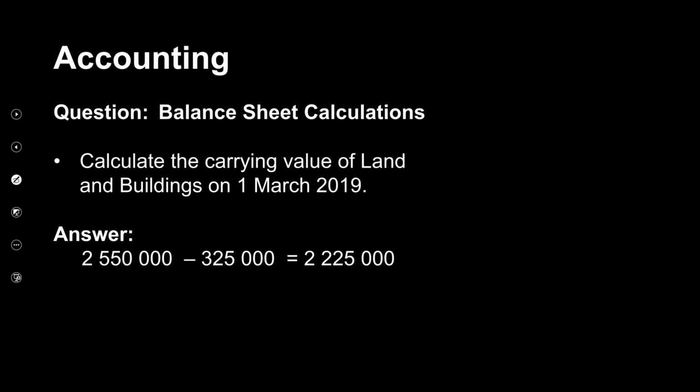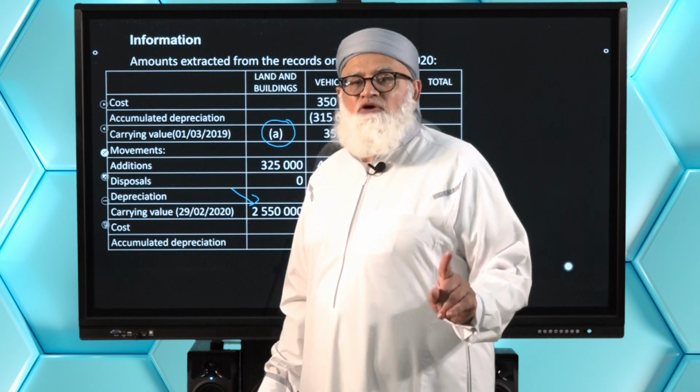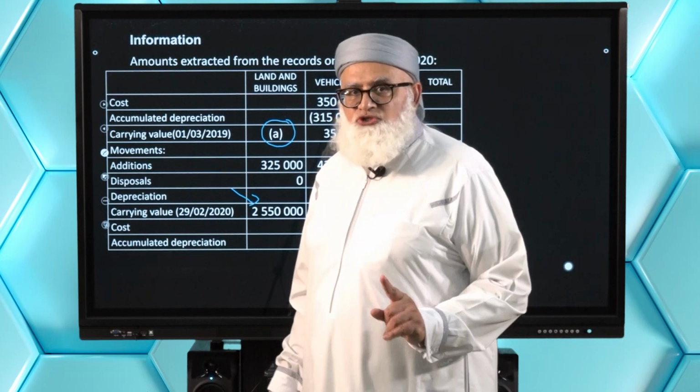That's the one we're working with. Remember, we're calculating the value of our land and buildings here. That's the A, that's the missing figure. We start off by saying, fine, my closing balance is 2,550,000. That's my balance when? At the end of the year. Right. What happened during the year?